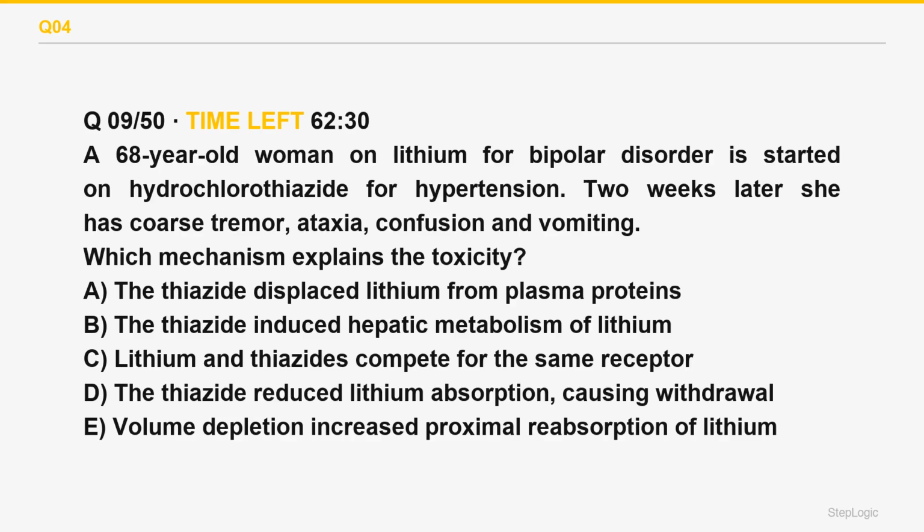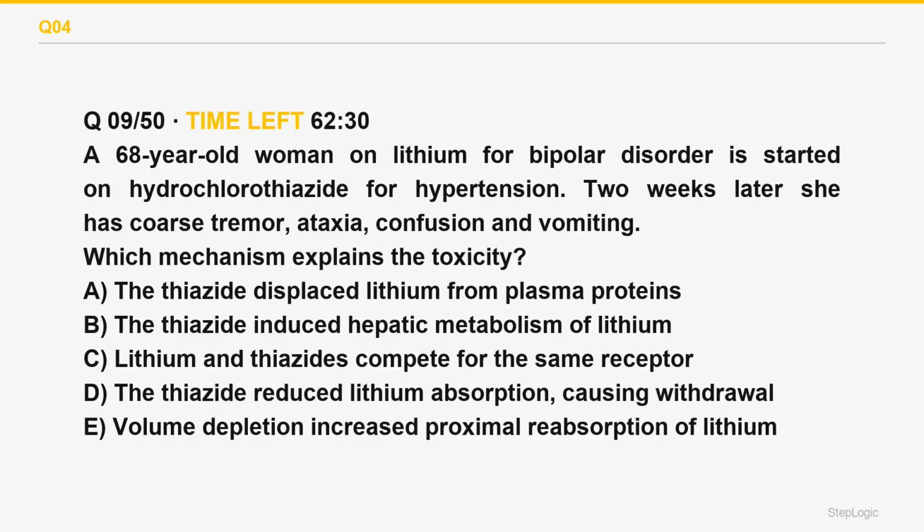Which mechanism explains the toxicity? A 68-year-old woman on lithium for bipolar disorder is started on hydrochlorothiazide for hypertension. 2 weeks later, she has coarse tremor, ataxia, confusion, and vomiting. Read the command: the mechanism of toxicity.